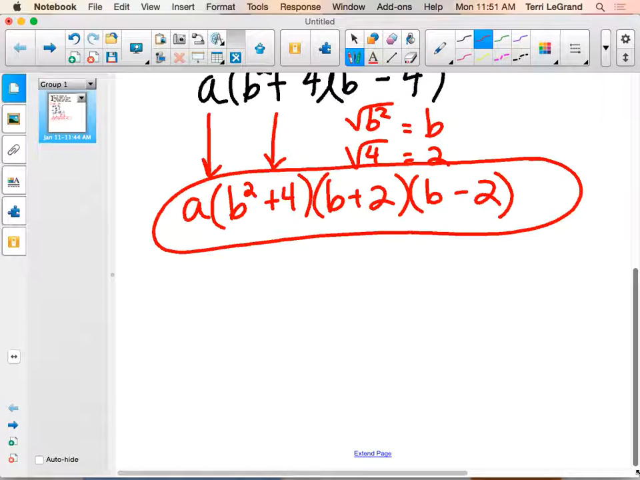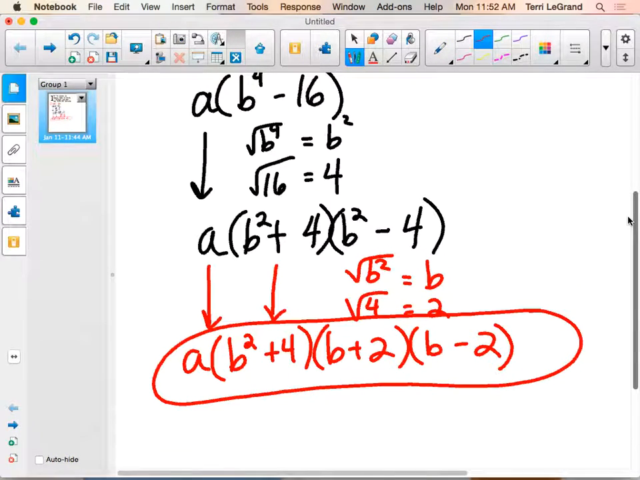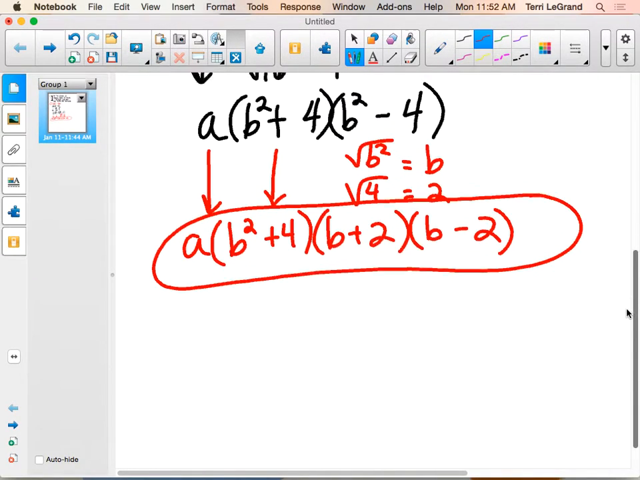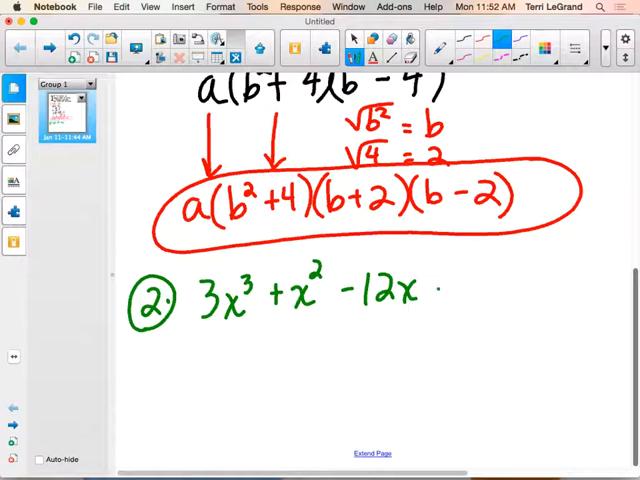Okay? Any part of that you want to go back and talk about? Okay, then let's go on to a second one. We're going to factor 3x cubed plus x squared minus 12x minus 4.